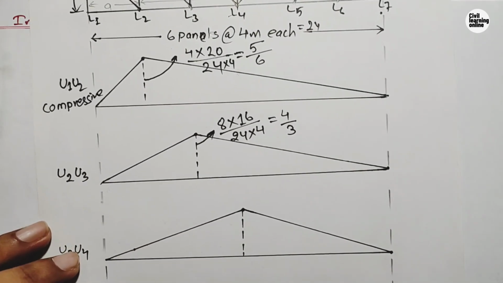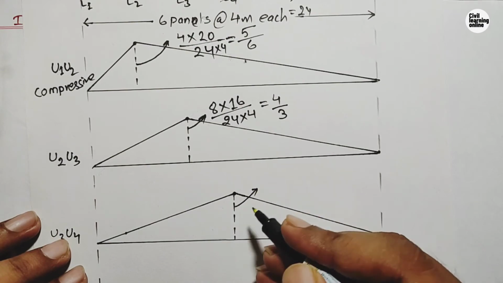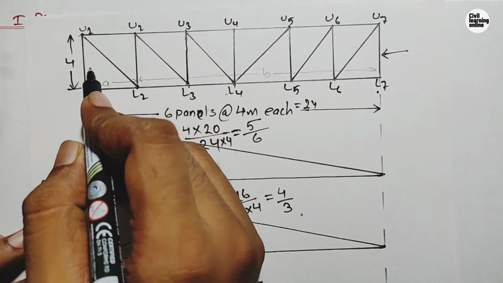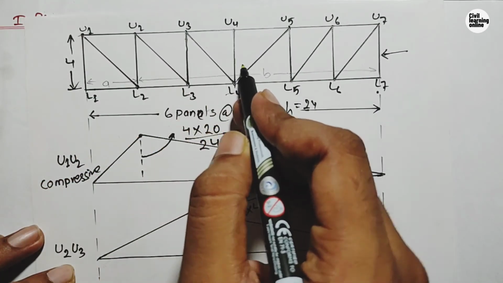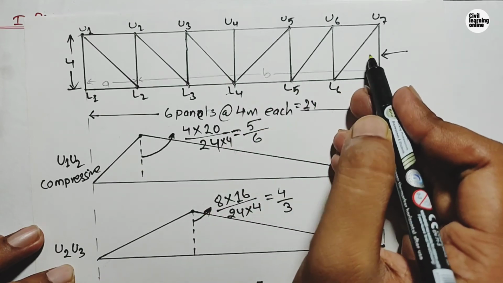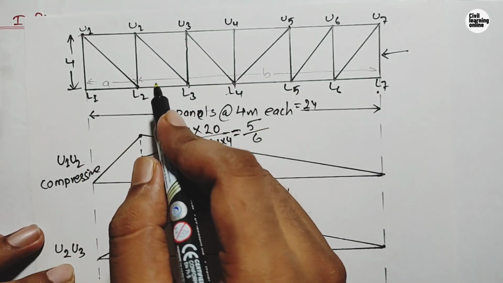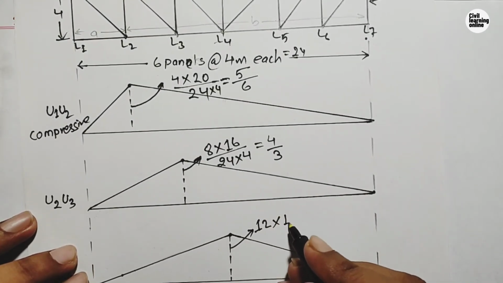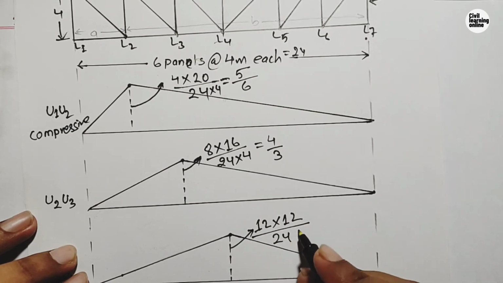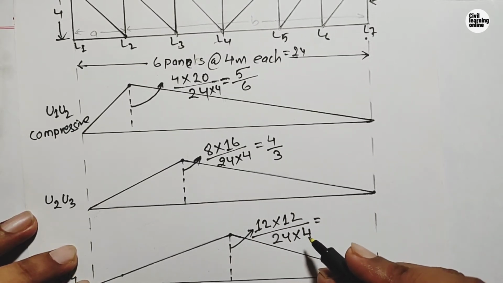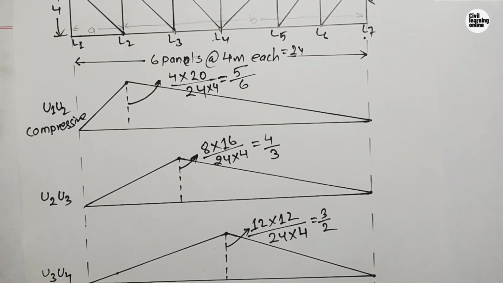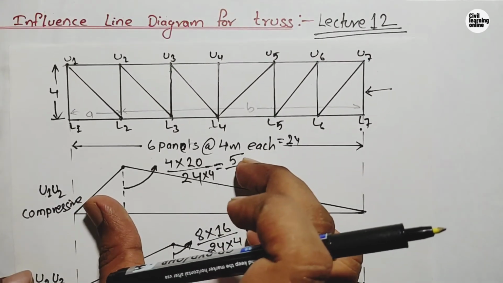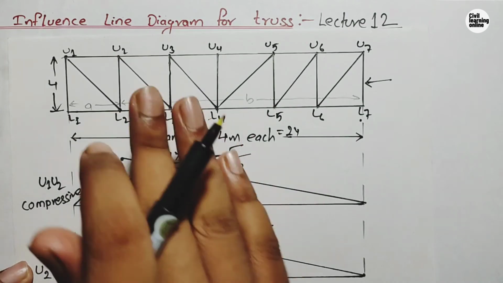Now guys, after joining it, let us calculate the height of this influence line diagram. This time for L3 and L4, A is going to be from here to here, and B is going to be from here to here. So 4 plus 4 plus 4 is going to be 12, and B is again 12, divided by the whole span, which is 24, and the height is 4 meters. And on solving this we will get 3 upon 2.